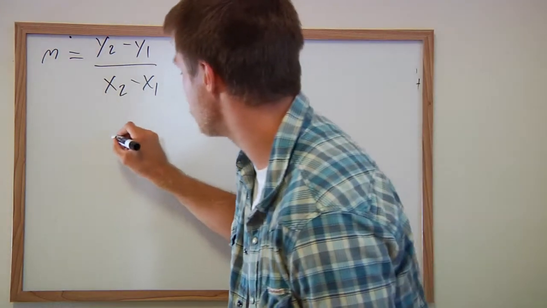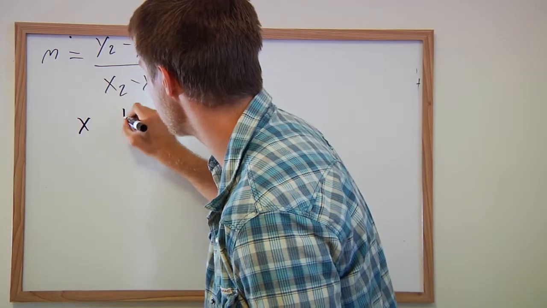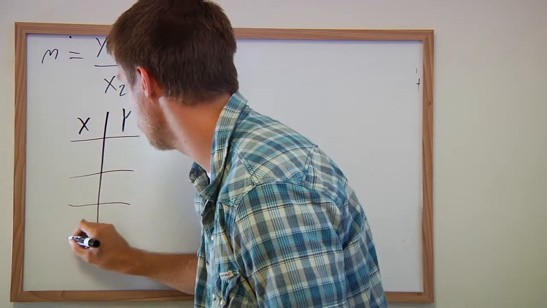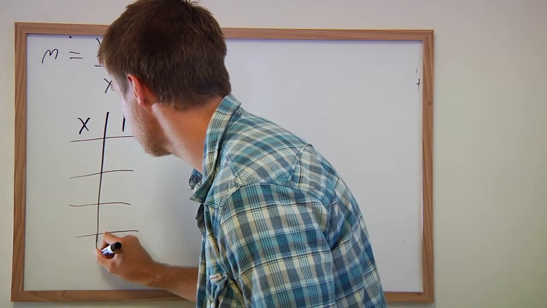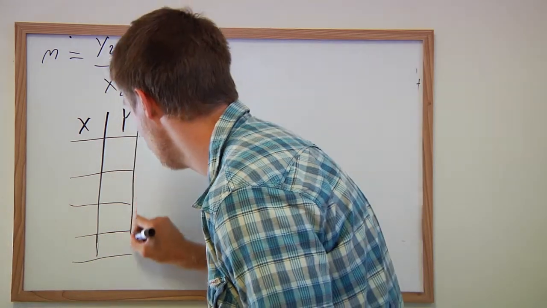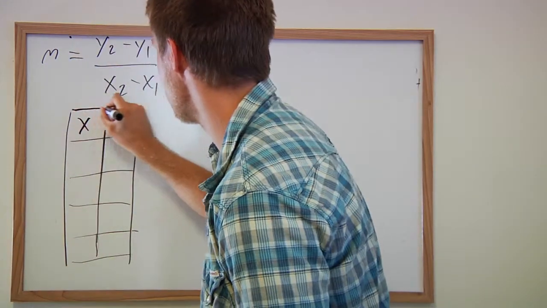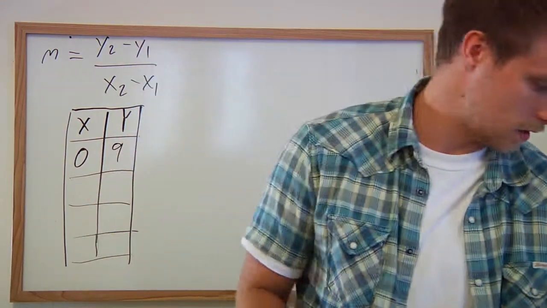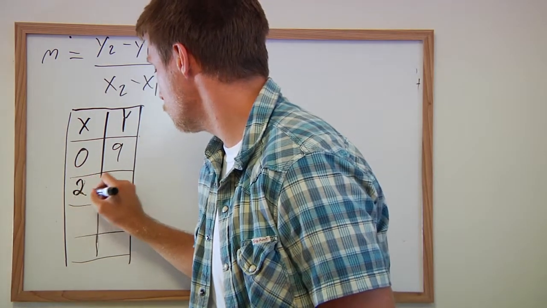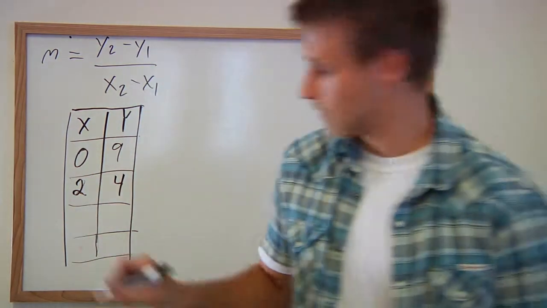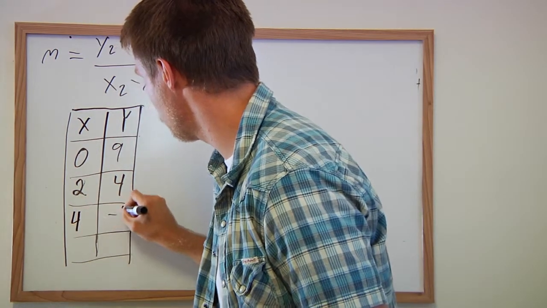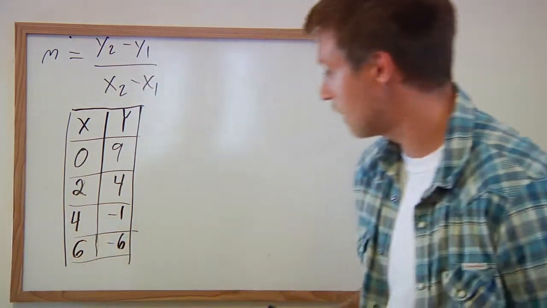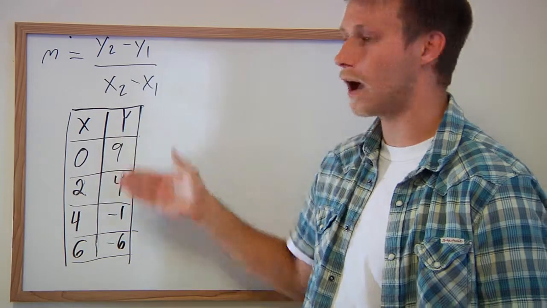So let's take a look at a chart. Let's take a look at a simple XY input-output chart like we used to do in 6th grade and 5th grade and our elementary years, where we'd have to solve everything and do all this work. 0, 9, 2, 4, 4, negative 1, and 6, negative 6. So once again, we're given x and y.